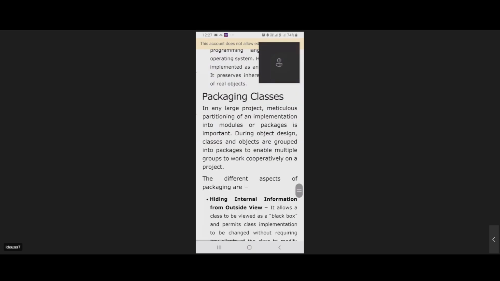In a large project, meticulous partitioning of an implementation into modules and packaging is important. During object design, classes and objects are grouped into packages to enable multiple groups to work cooperatively on a project. The different aspects of packages are: hiding internal information from outside view, coherence of elements, and construction of physical models.